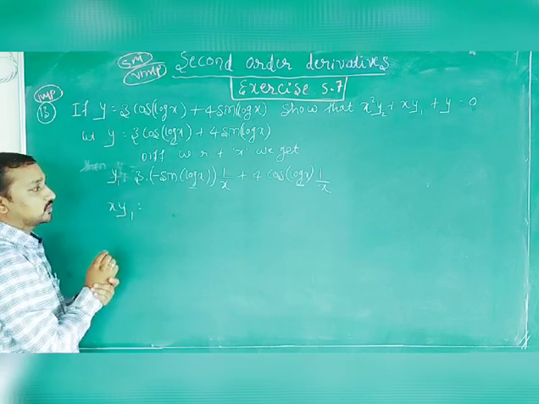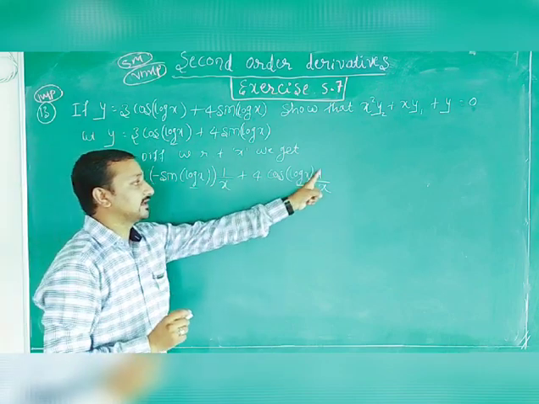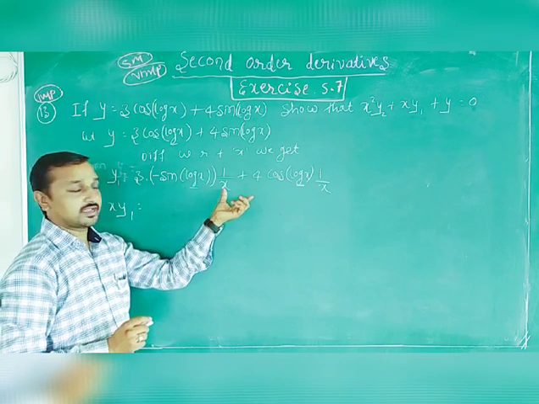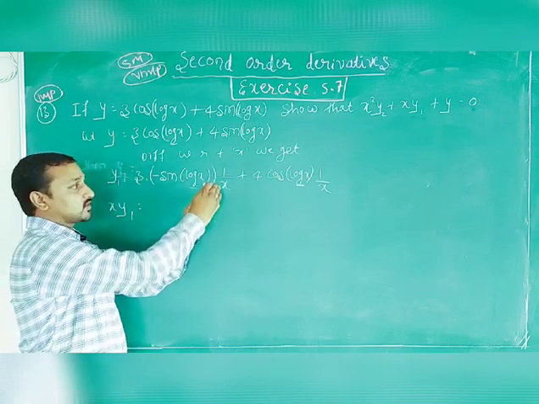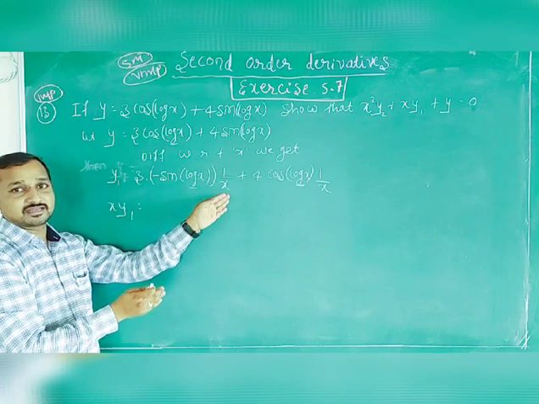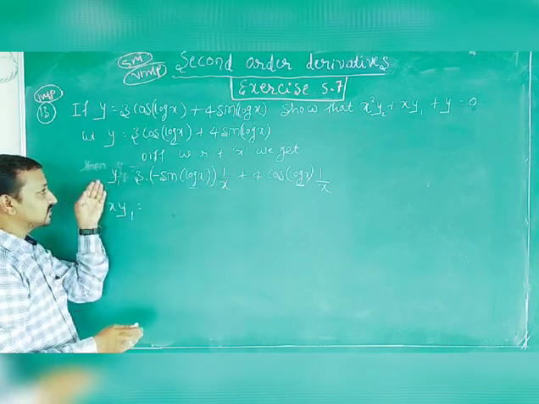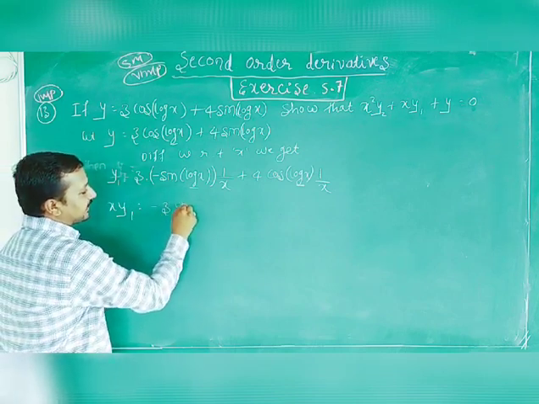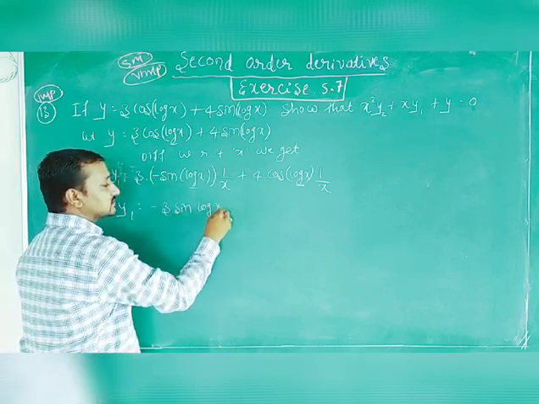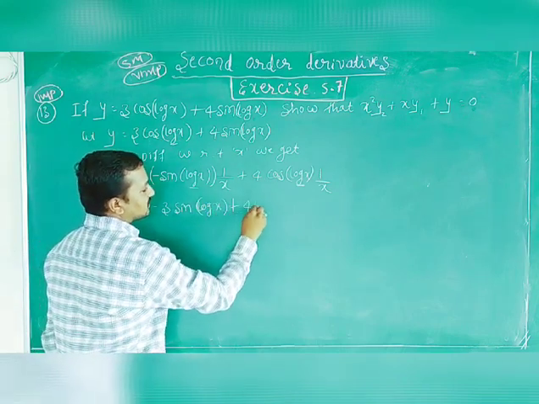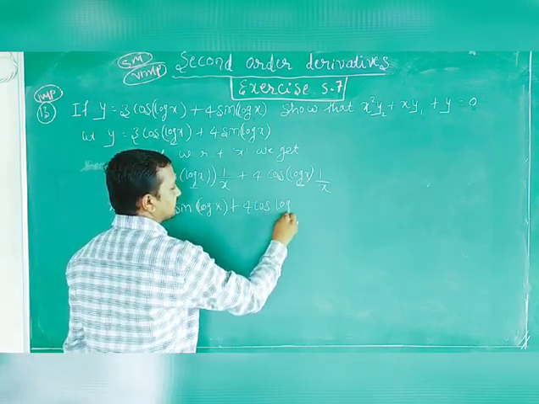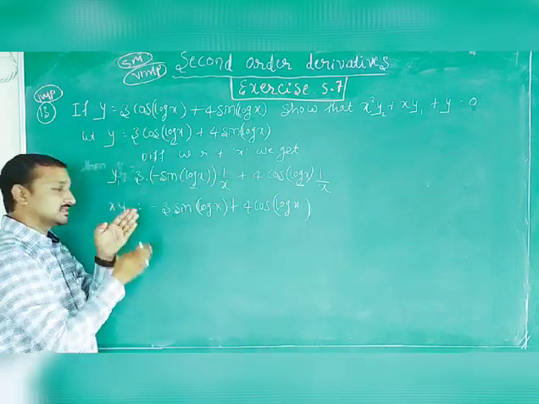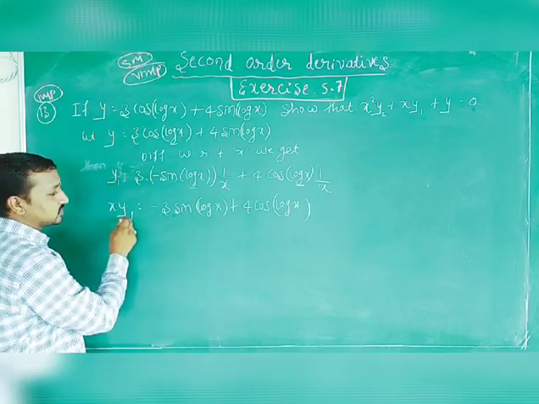x into y1 is equal to, what is that? Both terms have 1 by x, so the LCM term is x, and cross multiplying we get x into y1. Then the remaining terms are minus 3 sin log x plus 4 cos log x. So 1 by x is taken common and the x is cross multiplied. Is that clear? Next, this is the x into y1 term.